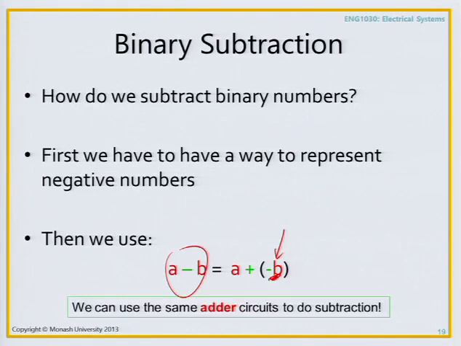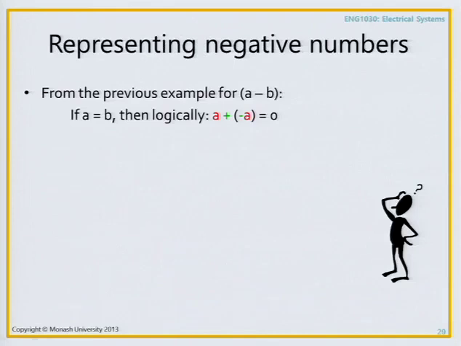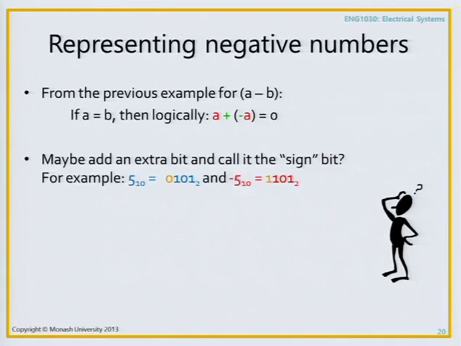Okay, so it turns out, because of this, where A minus B is equal to just A plus a negative value of B, we can actually use the same addition circuit to do subtraction, because you're just adding a negative representation of a number. Okay, so from that logic, A plus minus A must equal 0. So how can we represent a negative number?